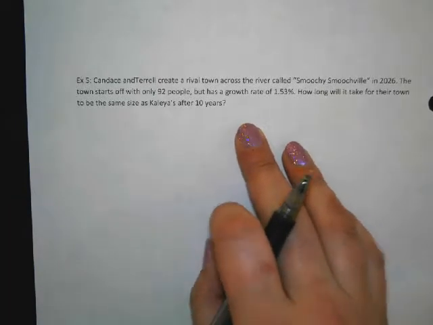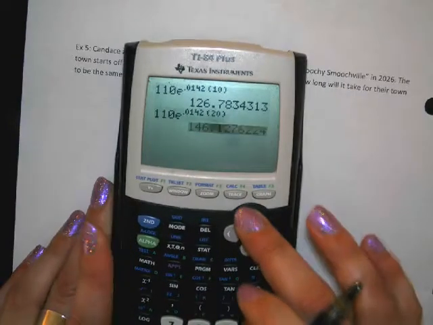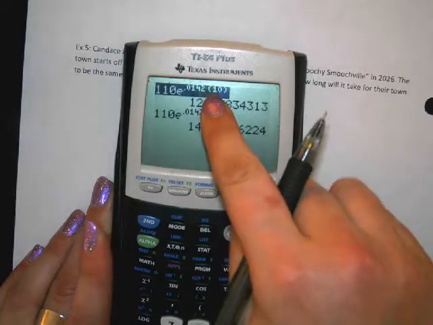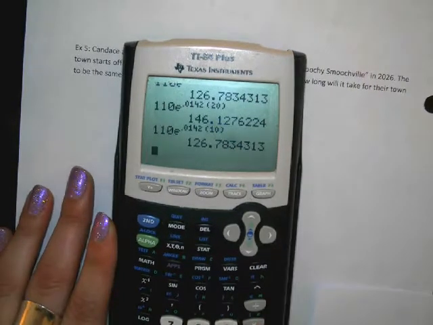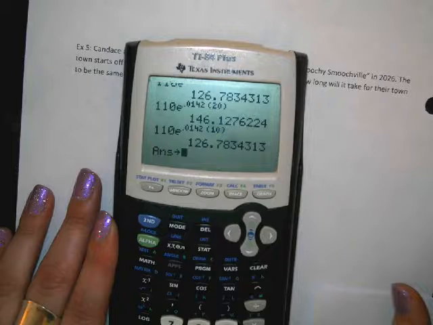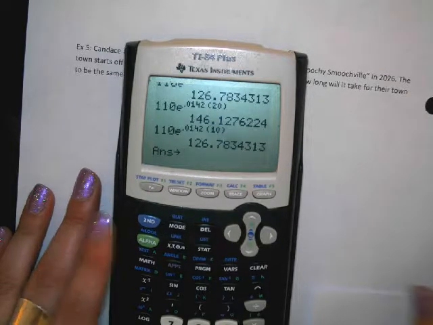So what we need to do is go back to Kalia's town at 10 years, and we need to store that number. So I'm going back to what I plugged in here. I'm getting that decimal back on my screen, and I'm going to store it. And what letter should we store it as? K. Marvelous.